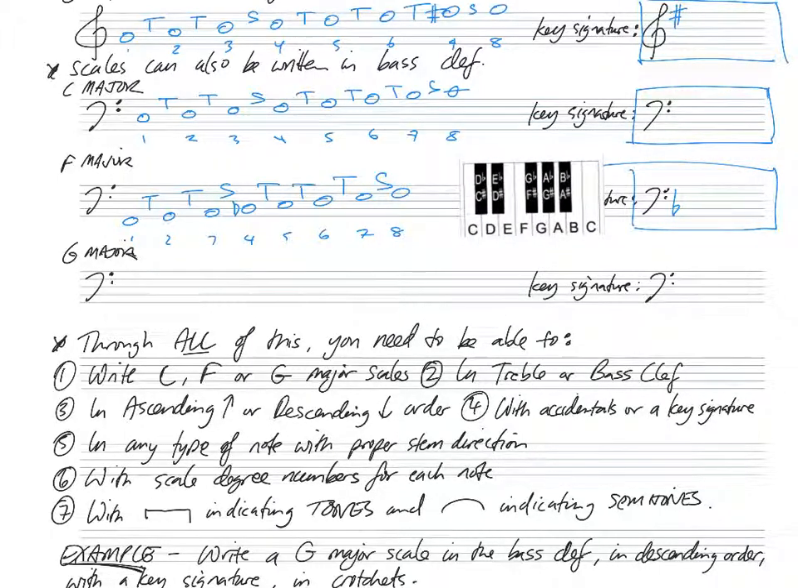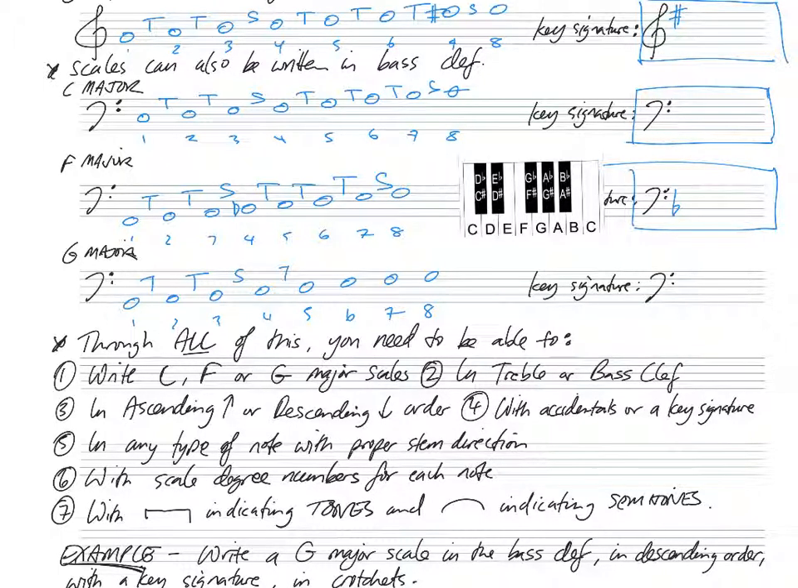G major in the bass clef, start low: G, A, B, C, D, E, F, and G. That's 1, 2, 3, 4, 5, 6, 7, and 8. The jump between G and A is a tone, A to B is a tone, B to C, as you can see here, is a semitone, which is what we want.